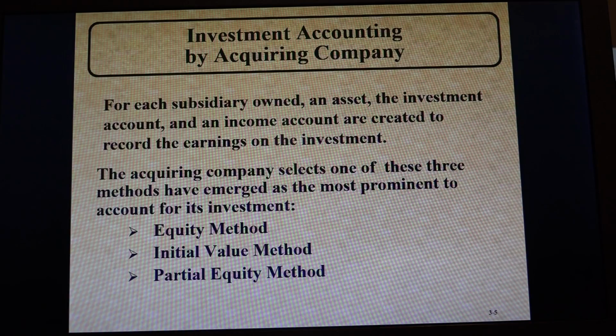You account for income in your investment. You account for dividends received. That reduces your investment. The income increases investment, obviously. And then you have to deal with amortization and depreciation as well of the excess fair value over book value of the assets during their useful life.